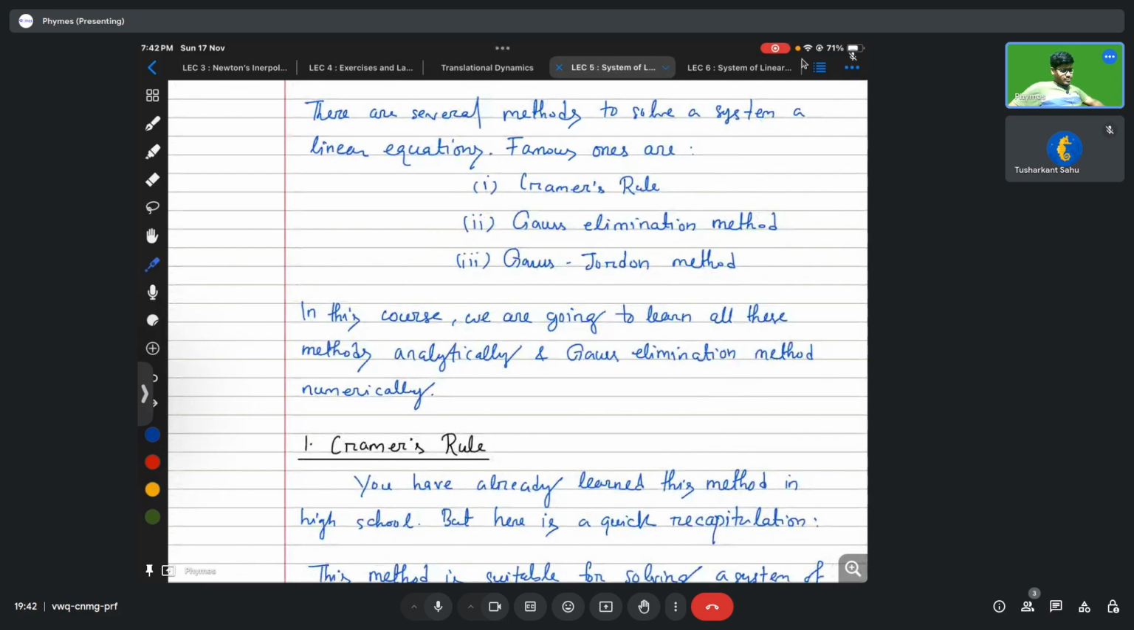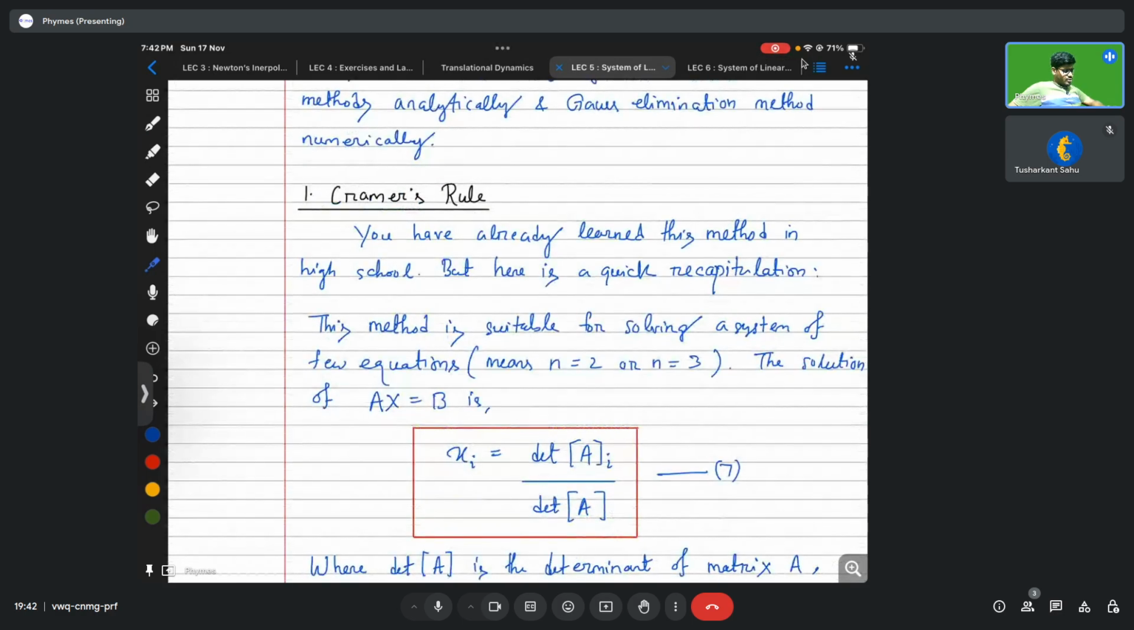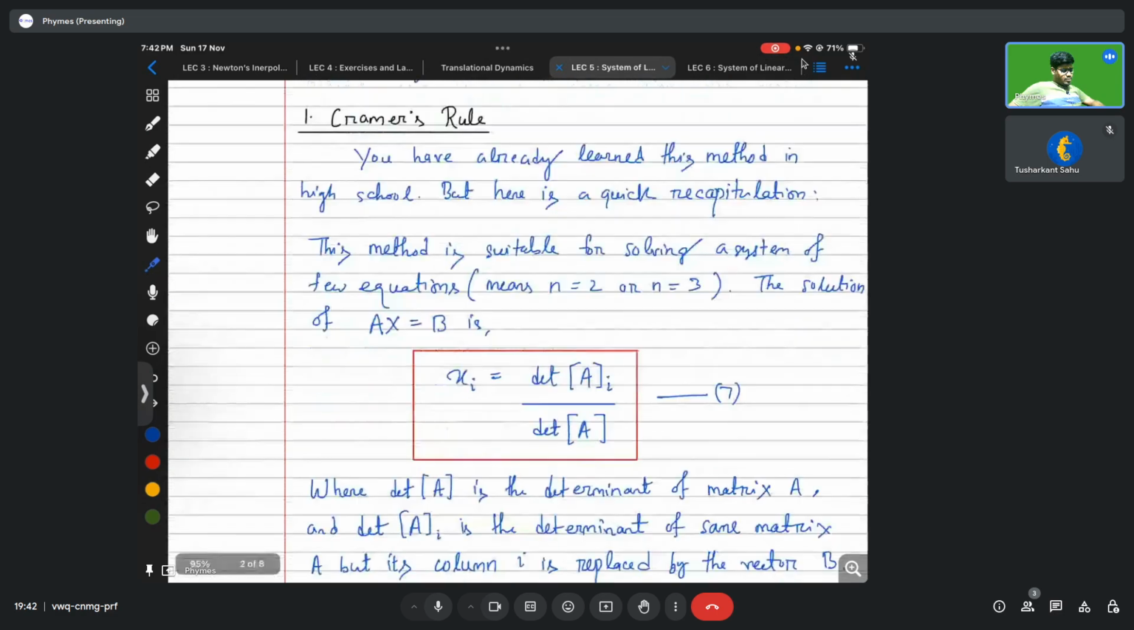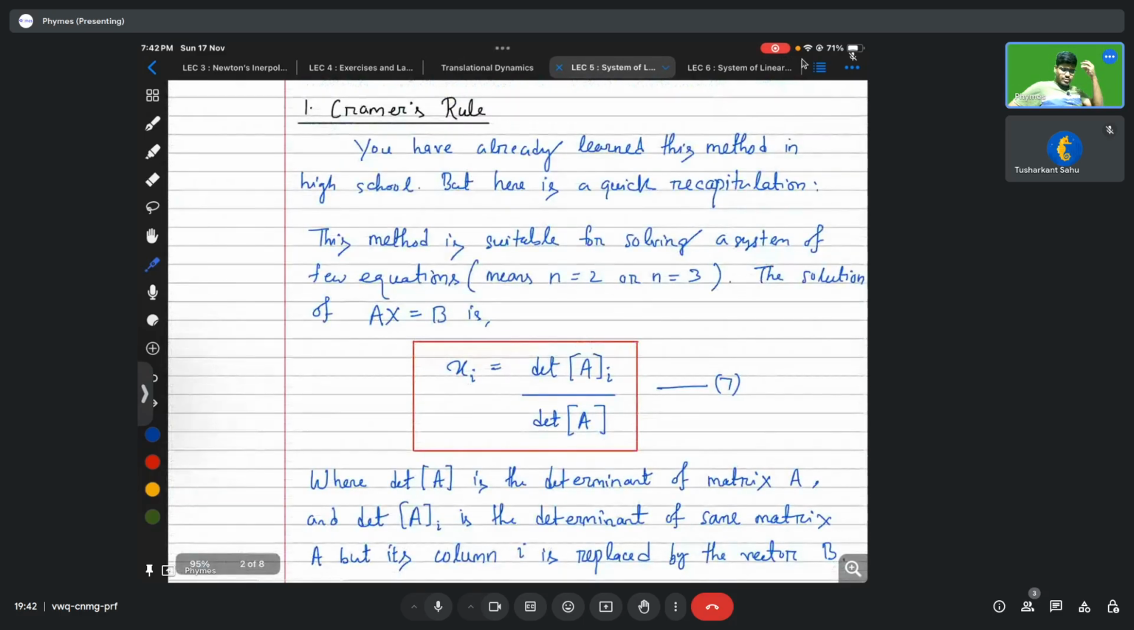Okay, so before that let's just give you a quick review of Cramer's rule. So maybe other people in the classroom don't know. They are also there, but they are not able to attend the live classes. They are just there to see the recorded classes.